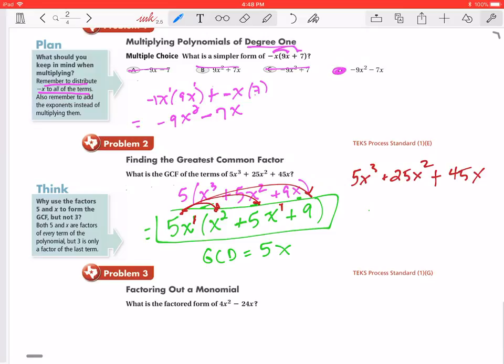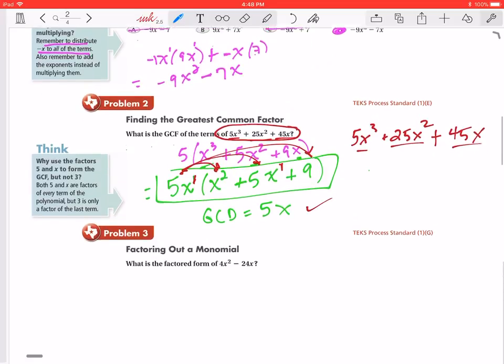If I look back at my original trinomial, I have 5x cubed, I have 5x cubed. I have 25x squared, 25x squared. I have 45x, I have 45x. So I did my math correct. I know that my answer is correct, and I am done with that problem.